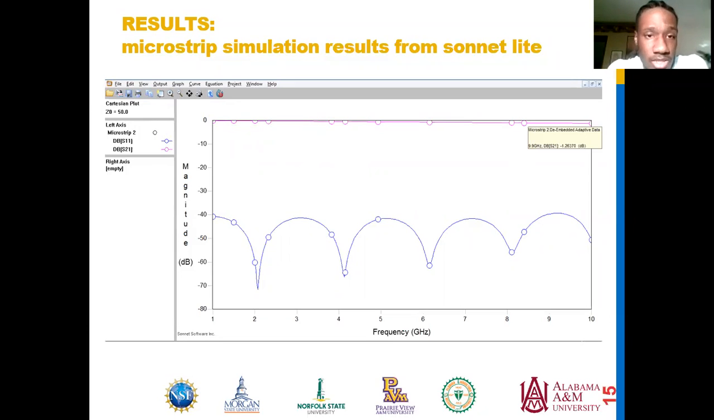At the top, the pink line is S21, which is almost at 0 dB, which means it's almost a 100 percent pass rate, at 50 ohms, which is characteristic impedance. Also, this -40 dB is 10 to the -4. Next slide, please.